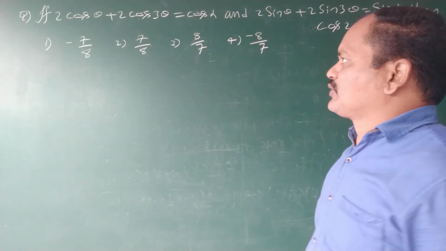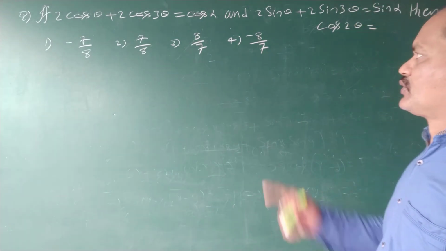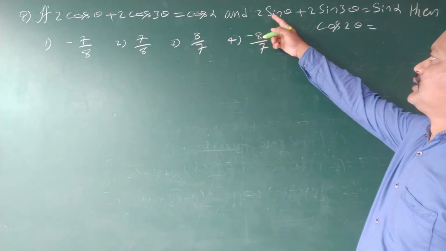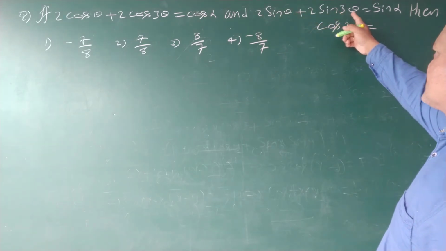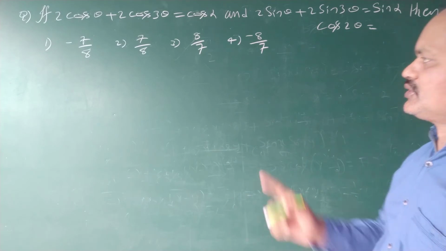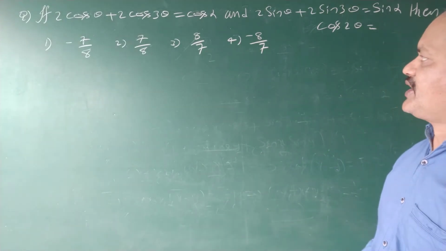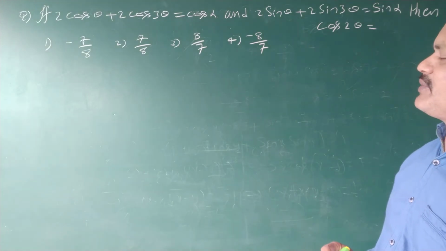Now observe the next question. That is, if 2 cos theta plus 2 cos 3 theta is equal to cos alpha and 2 sin theta plus 2 sin 3 theta is equal to sin alpha, then cos 2 theta is equal to: the first option minus 7 by 8, second option 7 by 8, third option 8 by 7 and fourth option minus 8 by 7.